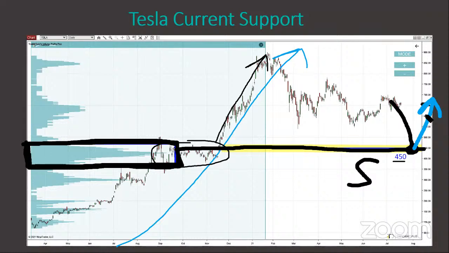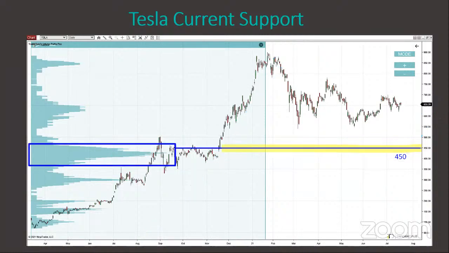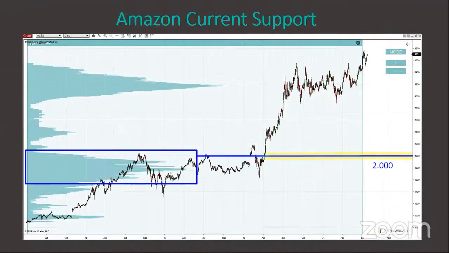That is, if you're interested in trading this stock and in investing in Tesla, then this will be the strongest level to do so, at least in my opinion. I could be wrong. Wouldn't be the first time. All right, next one. Next one is Amazon.